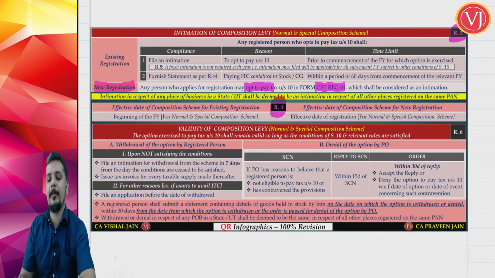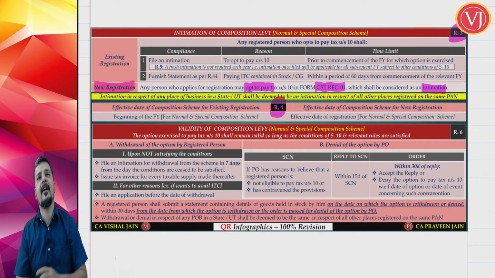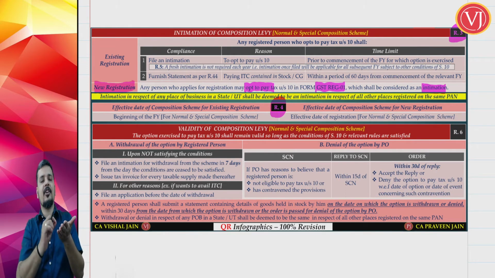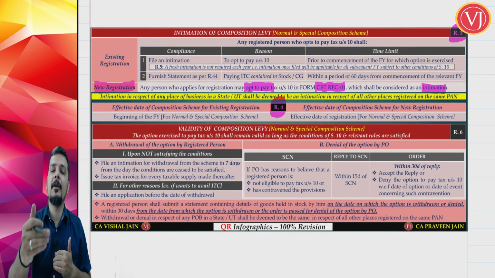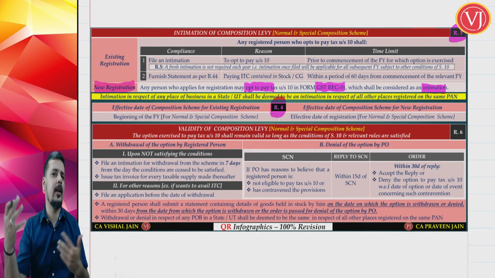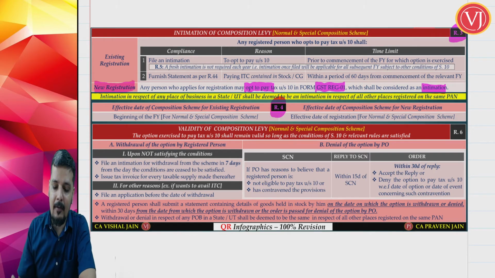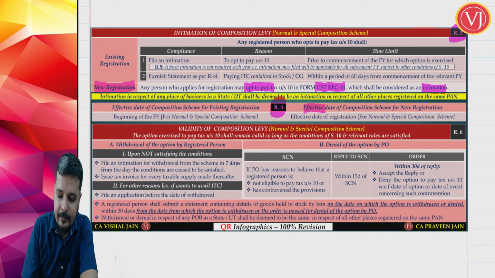And that itself will be considered as intimation, which means that in my registration form, I am telling that I want to go for composition scheme. Can it be in between of a year? Yes, it can be in June, July, August, it's possible. And what is the effective date in such cases?